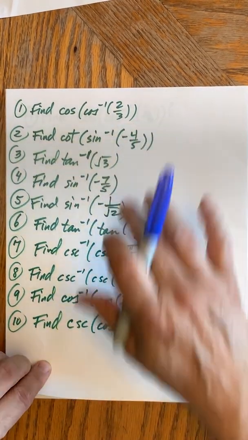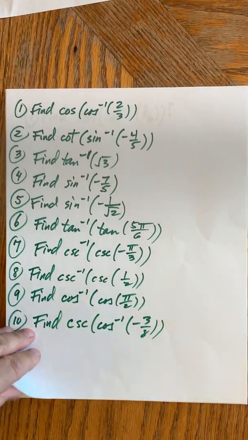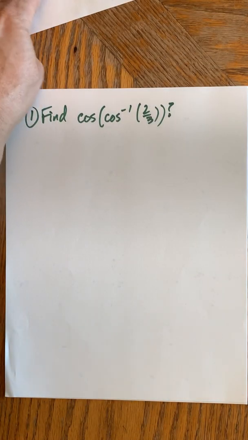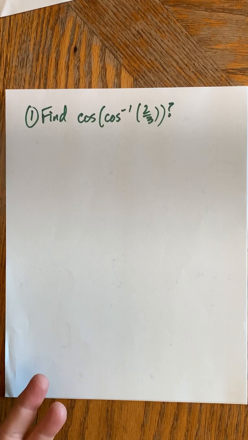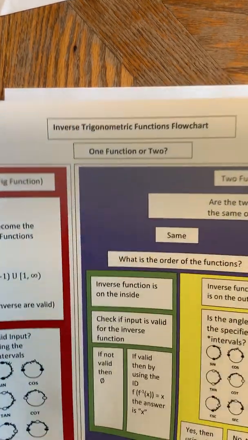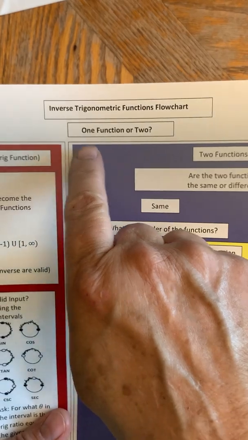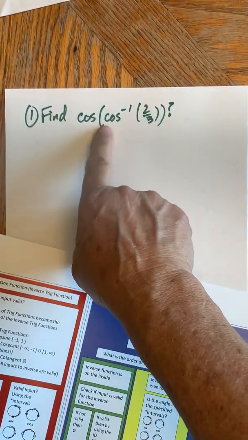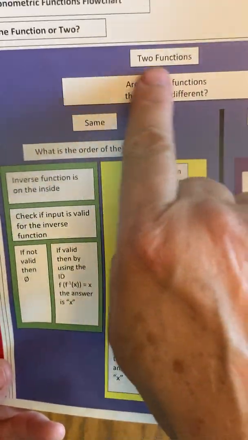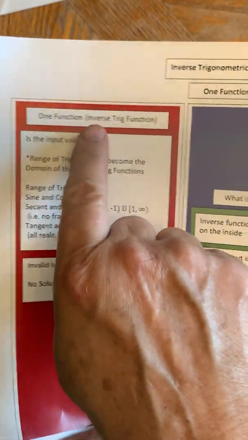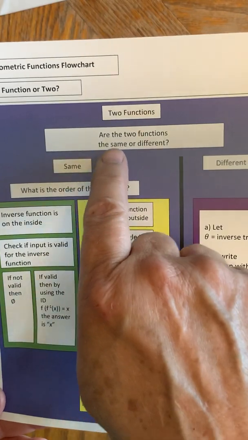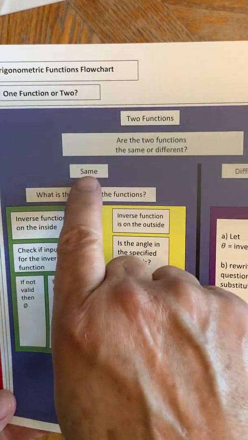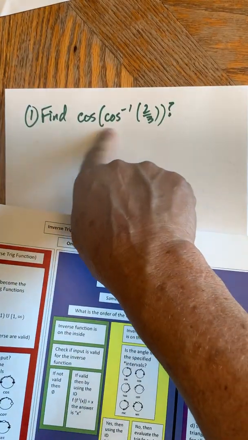Anyway, let's start on number one. Now in number one, find cosine of cosine inverse of 2/3. So when I'm using this flowchart, remember what I want to do is look and say, okay, is it one function or two? Well, there's two. So I'm here on this side, the two function area. Now I want to ask, are they the same or different? Well, they're the same, because there's cosine and cosine inverse.